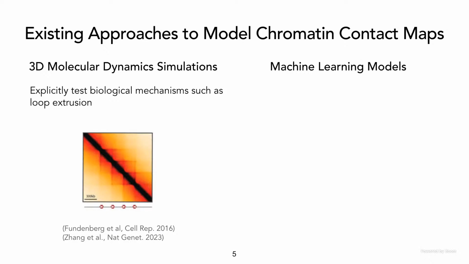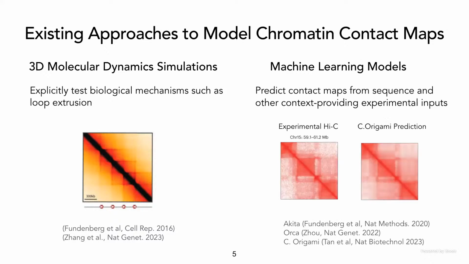Machine learning models, on the other hand, predict contact maps from the sequence and other context-providing experimental inputs, such as ChIP-seq or ATAC-seq. And they do a fantastic job at predicting contact maps from sequence. There have been plenty of machine learning models designed in the past years.